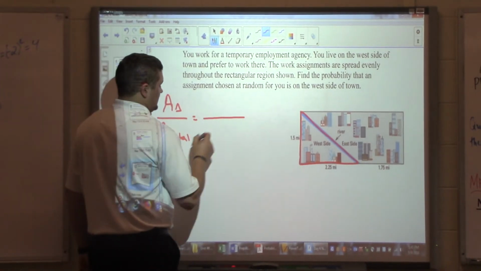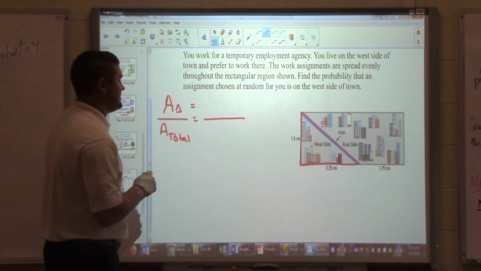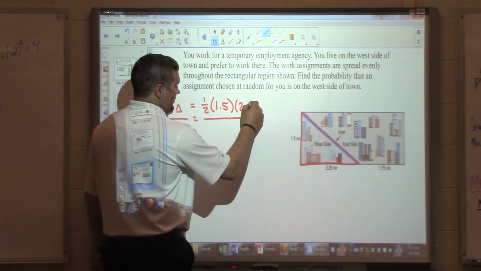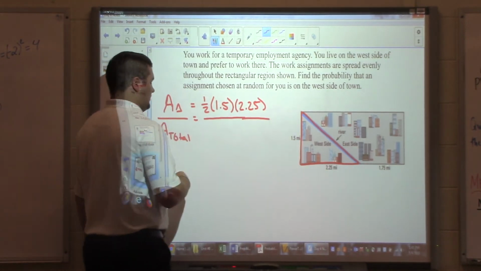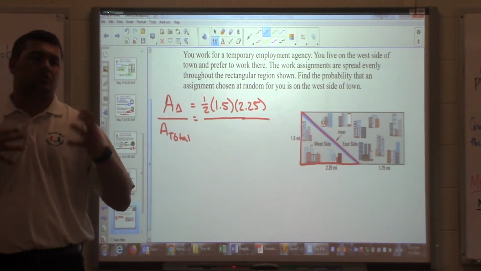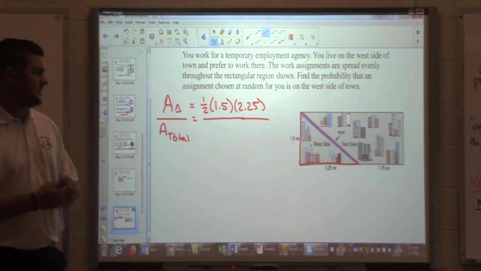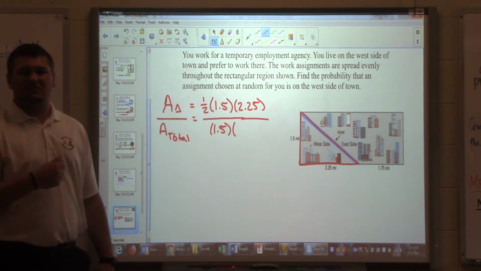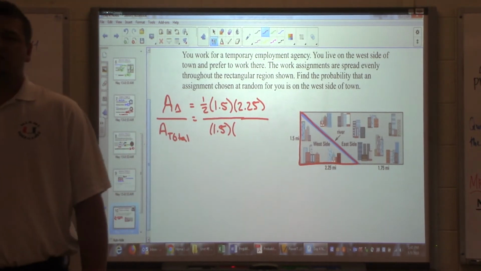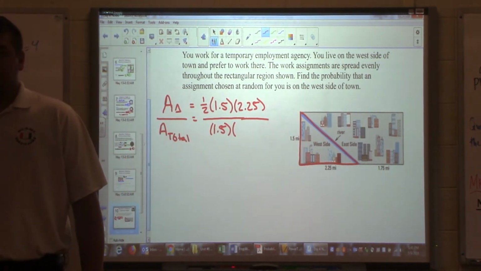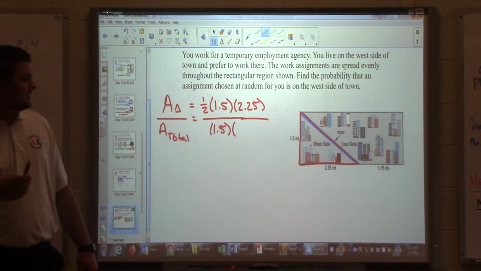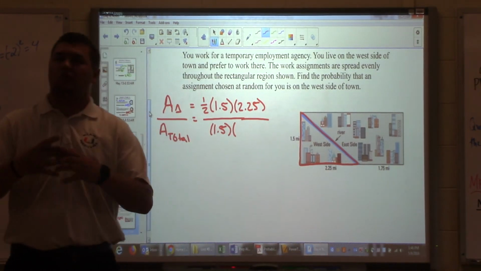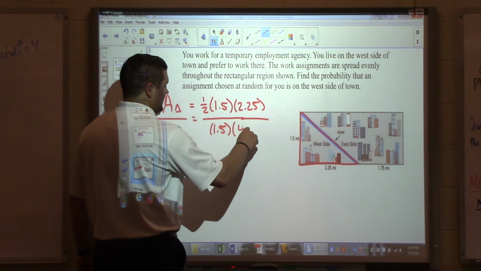So, area of my triangle is 1/2 base times height, or 1/2 times 1.5 times 2.25. I'm going to put that over the area of the total rectangle. Well, base times height. I have a height of 1.5 times what? What'd you get, Kaylee? 2.25 plus 1.75. We want that whole bottom part. So it's going to end up equaling 4.